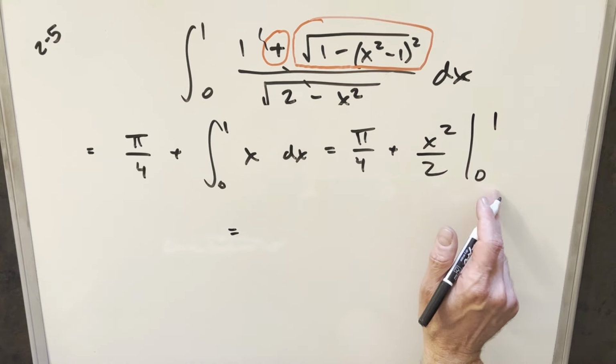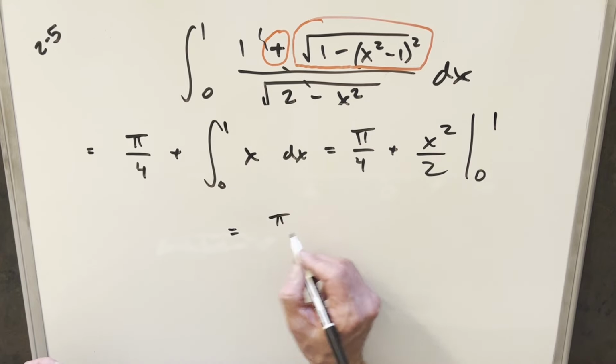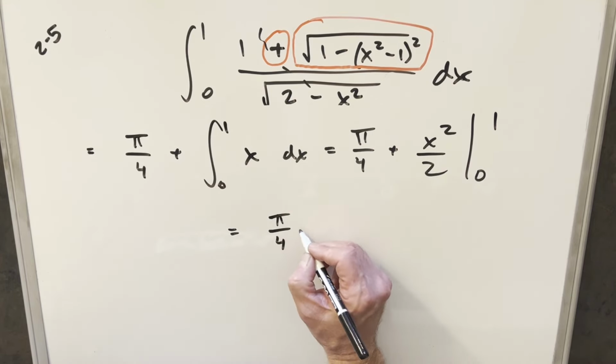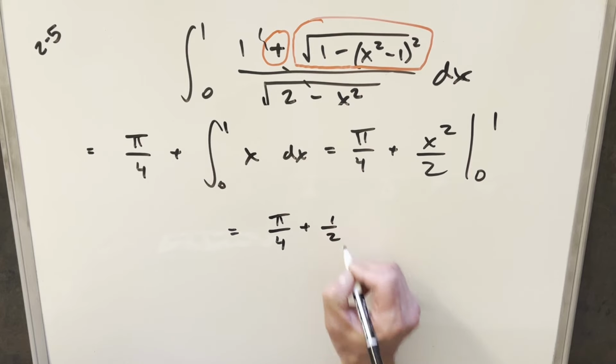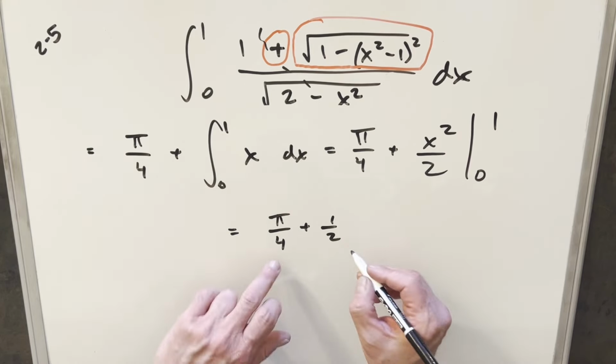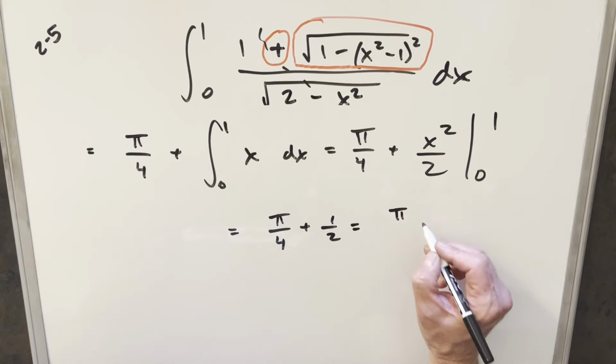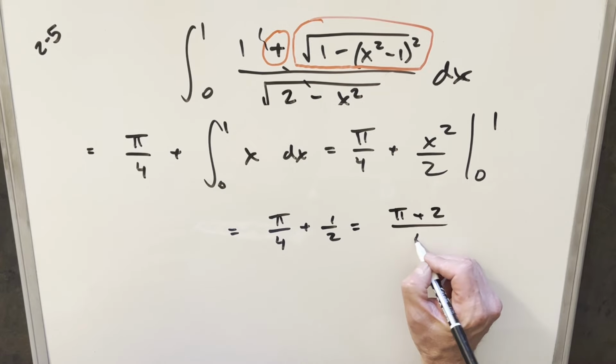And then, of course, 0 is just going to evaluate to 0 there. So plugging in 1, we get pi over 4 plus 1/2. And I think in the answer key, they put these together. So for my final solution of this, we'll write it as (pi plus 2) over 4.